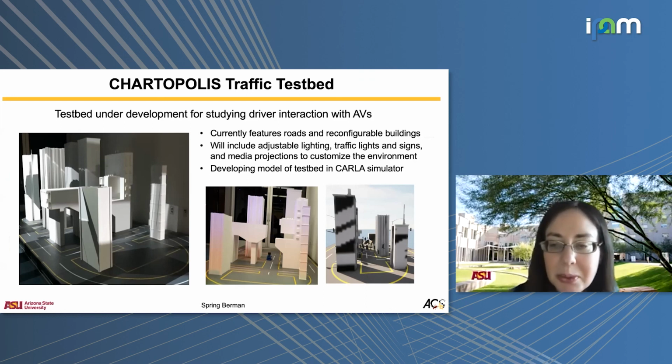And in addition, we're modeling the test bed in the Carla simulator on the right so that we can have a common environment to test in both simulation and in the physical test bed.